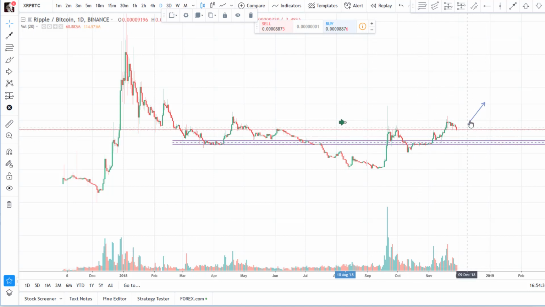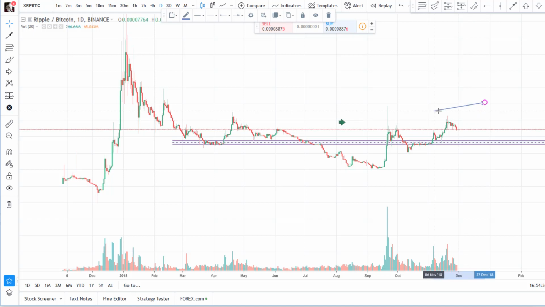So, just to make it very clear, if it gets back down here and it uses this as support, I would expect a heavy reaction to the upside from this value range. If it breaks this value range, I would expect a heavy reaction to the downside.